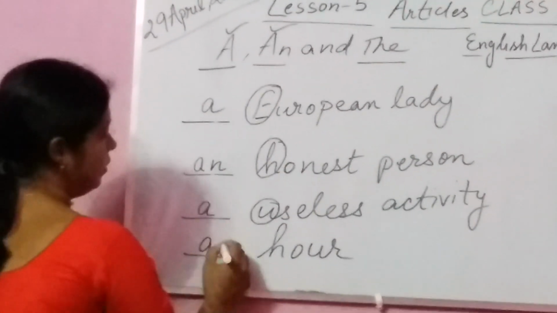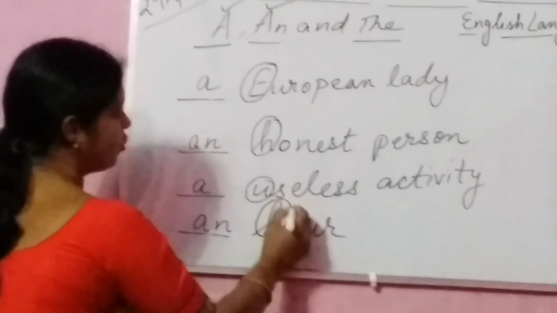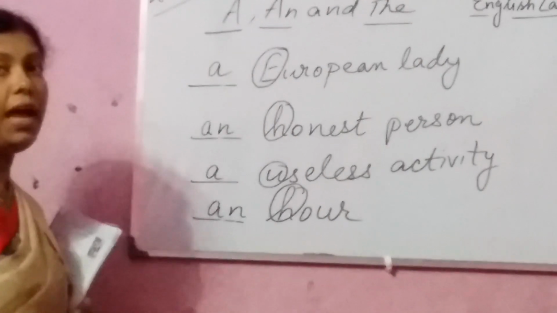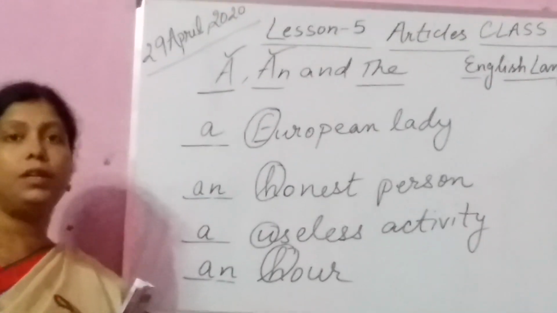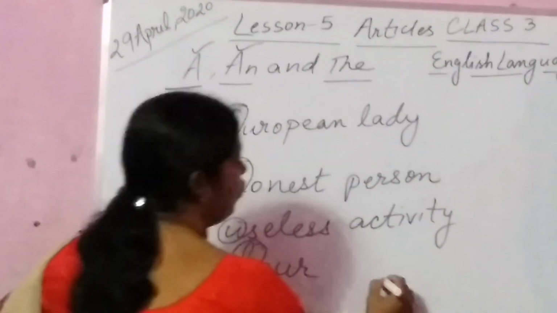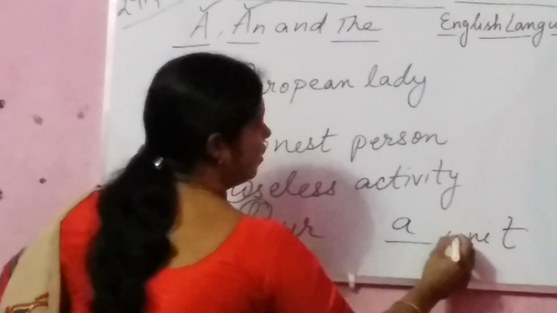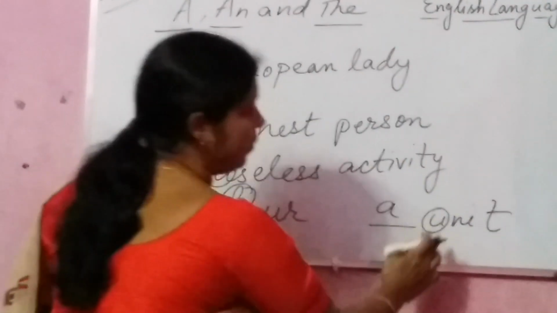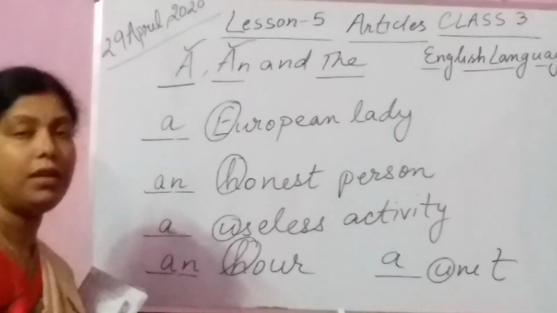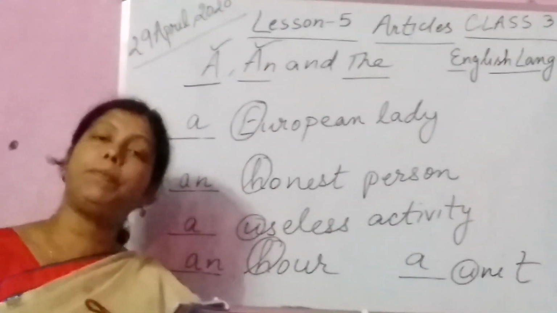An hour. Here also you see this is a consonant, but we are using an here. So, an hour. Dash unit. What will you write here? A unit. Again that Y sound is coming. This is a vowel, but the Y sound is coming. So these things you have to keep in mind, children.